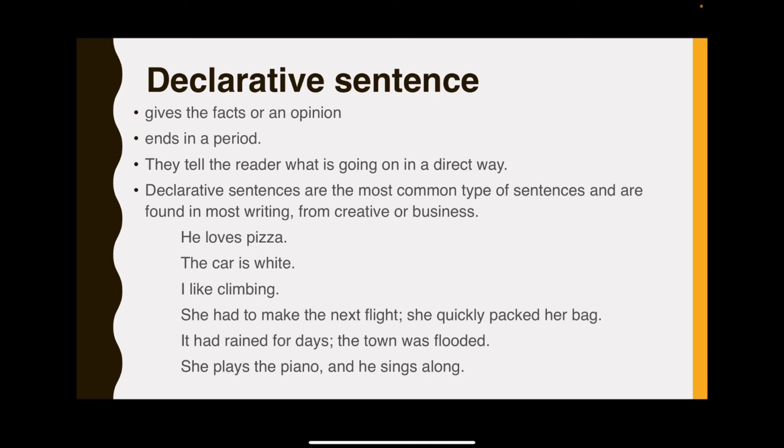What do we have here? He loves pizza. The car is white. I like climbing. She had to make the next flight. She quickly packed her bag. It had rained for days. The town was flooded. She plays the piano and he sings along. So very simple, right? They normally start with capital letters and end with periods. That's it for the declarative sentence. That is just to give some kind of information, to give some kind of opinion.